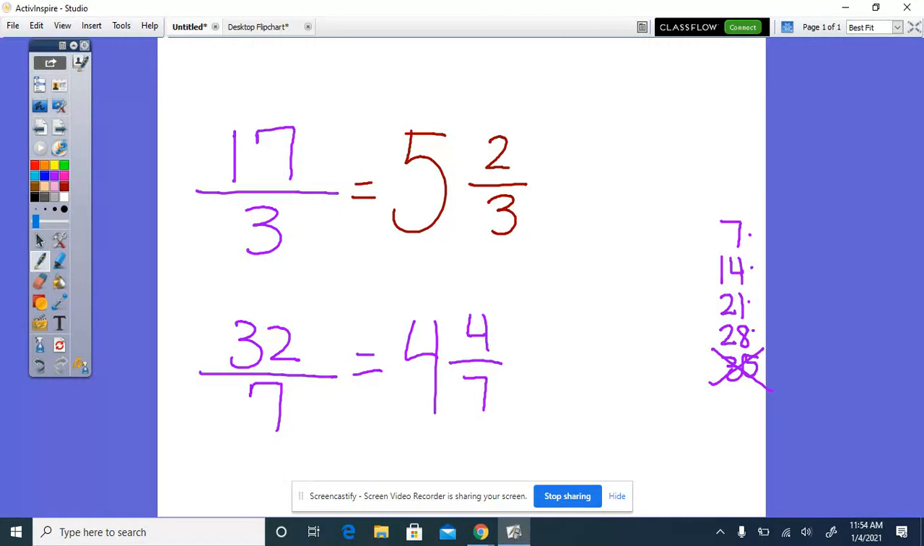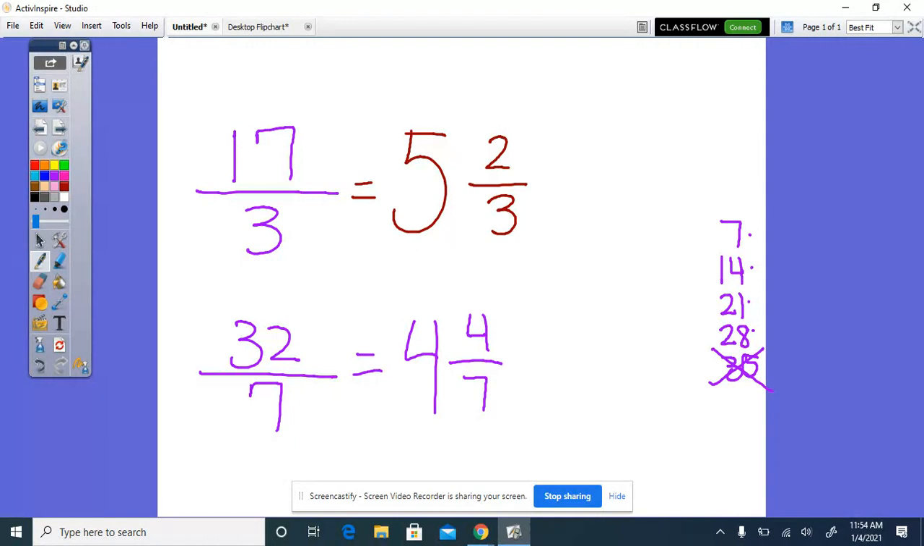Okay? When you get to that last step, just double check that your fraction portion is in simplest form. If it's not, then you need to simplify. That means that you might not have chosen the biggest number or the largest amount of times that it can go in, but it should be in simplest form. Okay? Now we're going to look at the opposite.